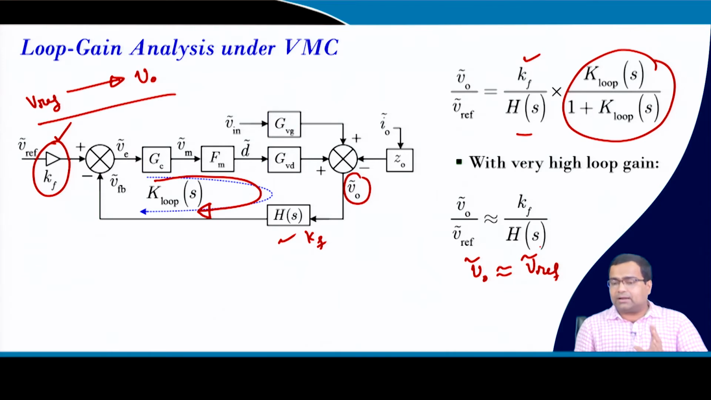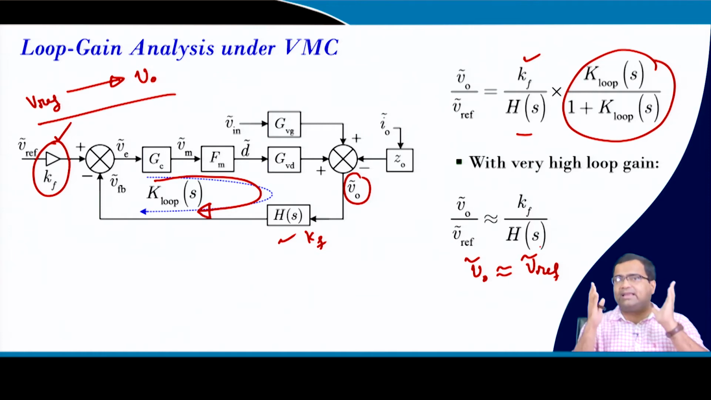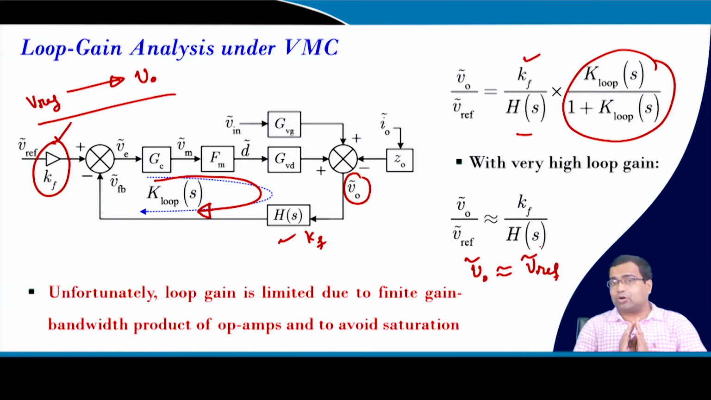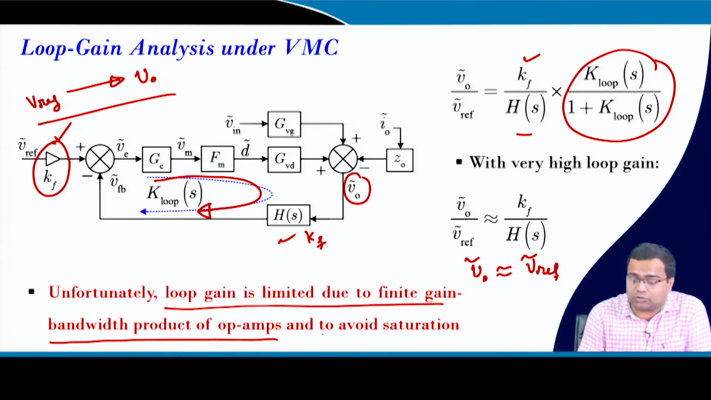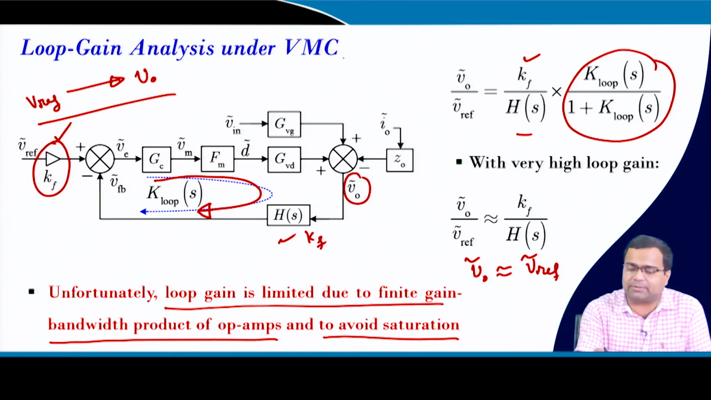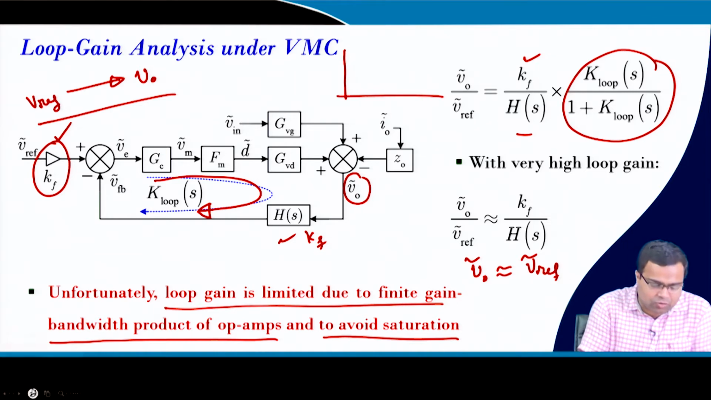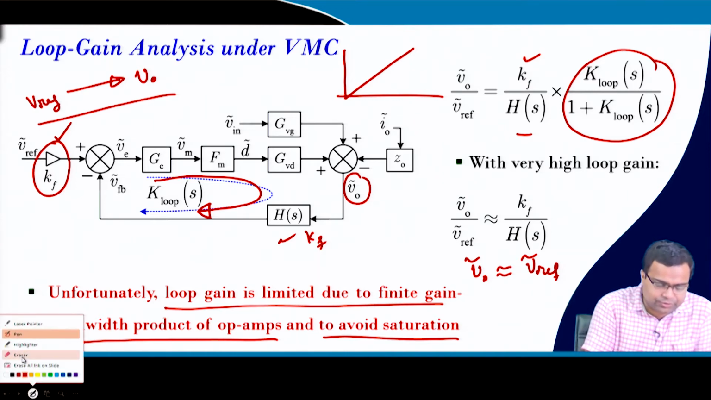But this very high loop gain requires two things: very high bandwidth over the entire range, and also very high gain. That is not possible because our op amp loop gain is limited due to the finite gain bandwidth product of the op amp, and also to avoid saturation, because if you increase the loop gain, it may so happen the control voltage, because ultimately there is a PWM block, modulator block. What does it do? There is a sawtooth waveform, right.